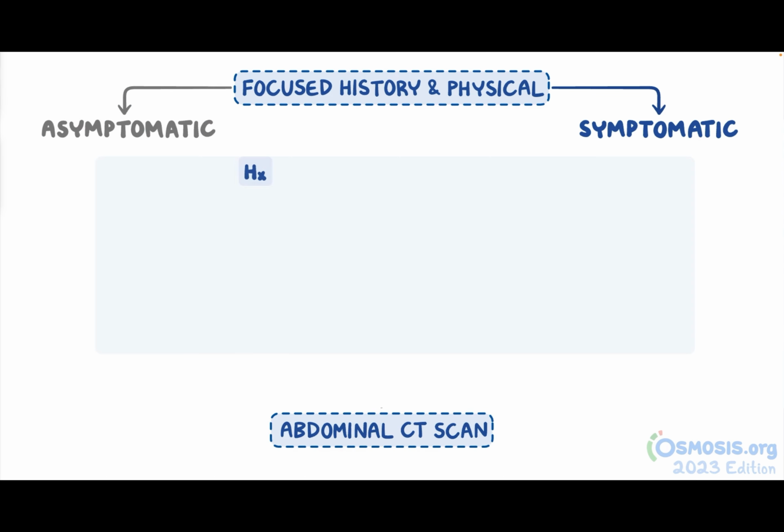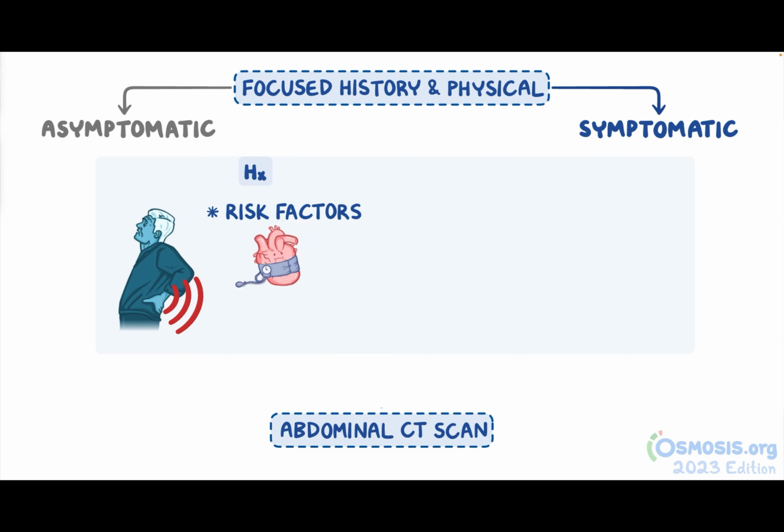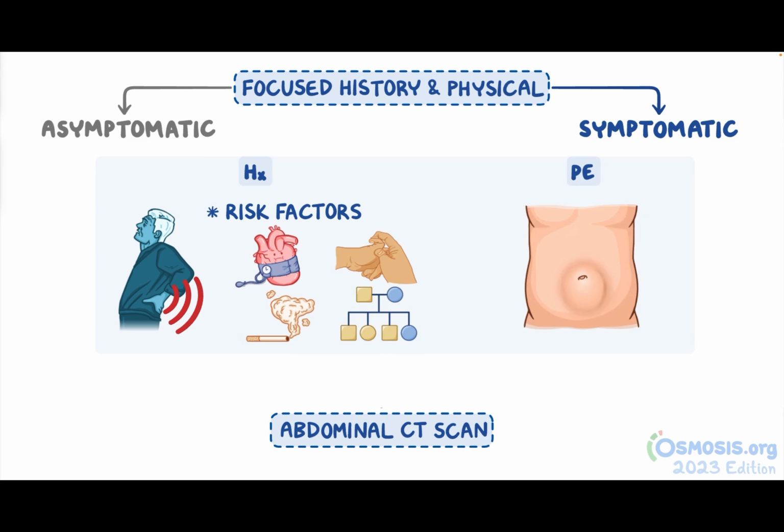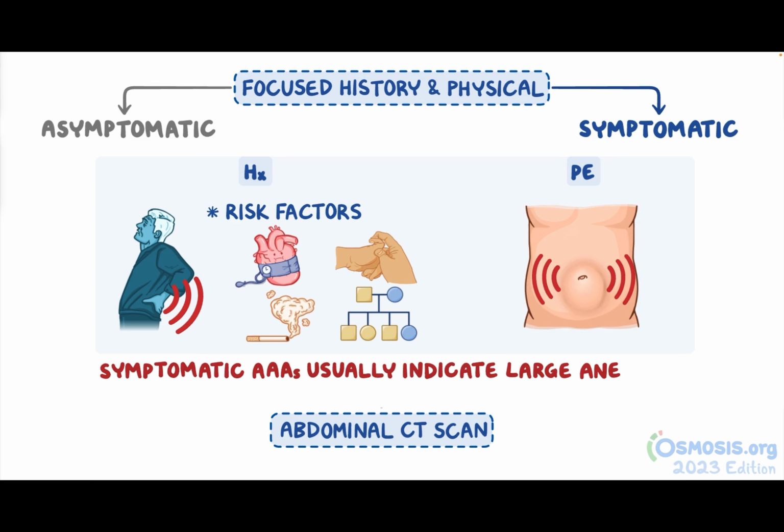On the other hand, some patients might be symptomatic. They typically report a dull abdominal, back, or flank pain. Additionally, the history might reveal some important risk factors for AAA, like hypertension or connective tissue disease, smoking history, and family history of aneurysms. Now, during the physical exam, you might feel a pulsatile abdominal mass. Symptomatic AAAs are concerning because they may indicate a large aneurysm. These patients also need an abdominal CT to check for a AAA.